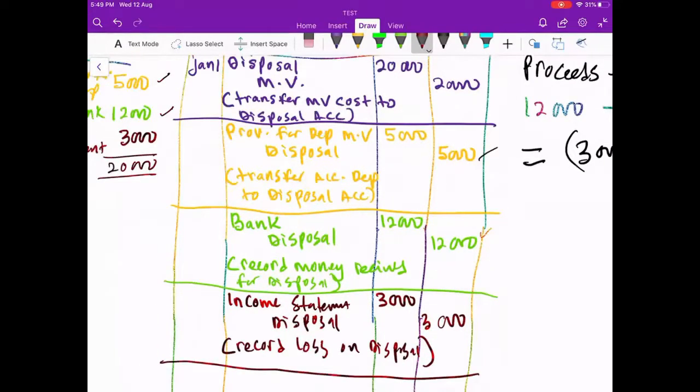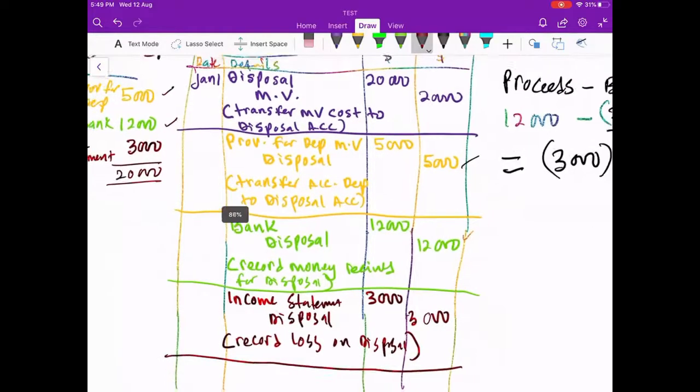Let's see. What is another name? Second one. Debit the provision for depreciation, credit will be disposal. Another name for provision for depreciation account is accumulated depreciation. Both are the same thing. Okay, step number 1, step number 2, step number 3, step number 4. These are the 4 steps whenever you do the disposal, whenever you sell your asset.